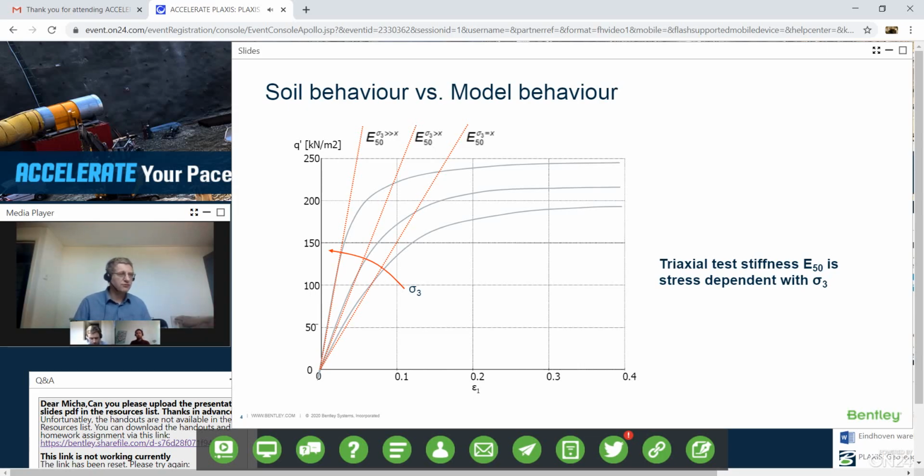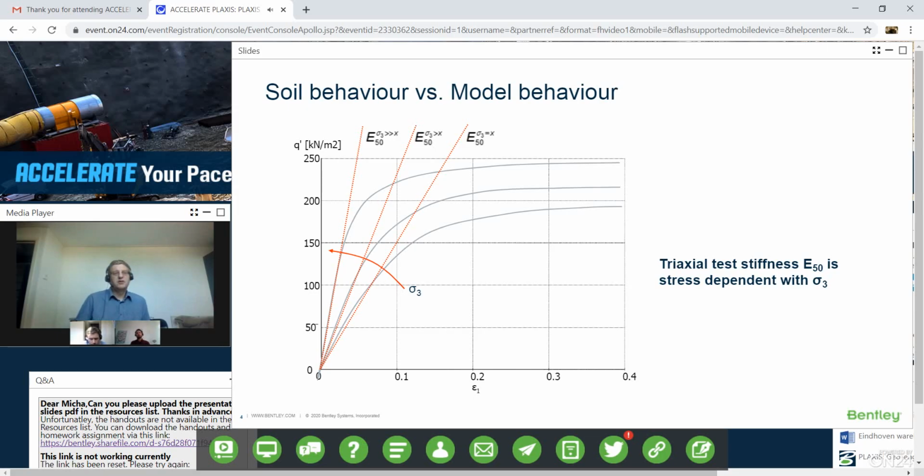And I've done this here for 3 different triaxial tests. It's the same soil, I just used 3 different cell pressures. So a low cell pressure, a medium cell pressure, and a high cell pressure. I have determined the E50s for the 3 cases, and what we can see is that if the cell pressure is higher, the E50 also gets higher. So E50 depends on the stress level.